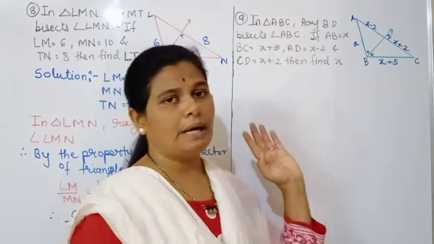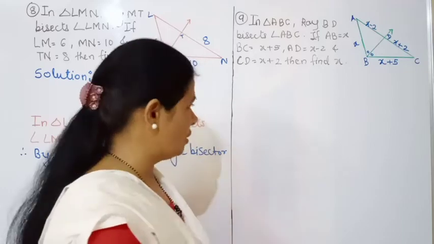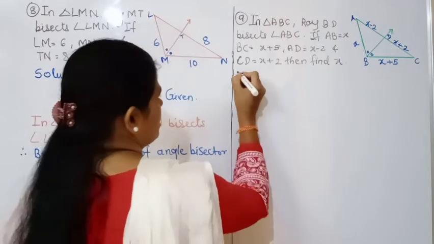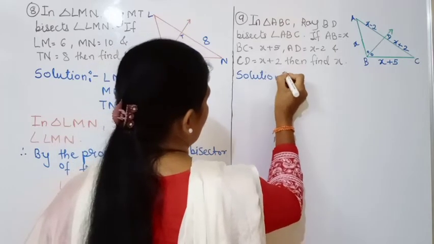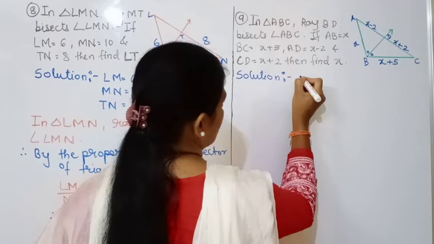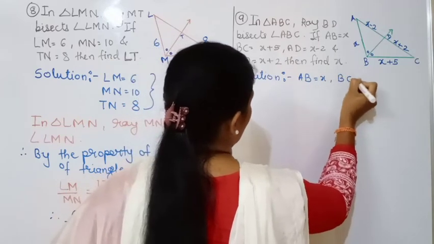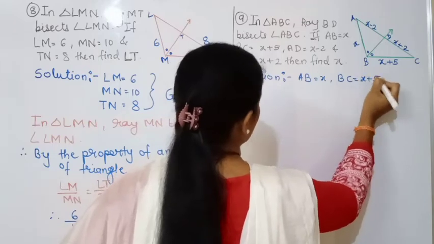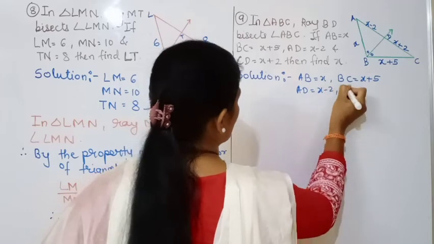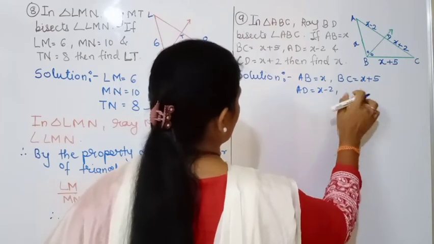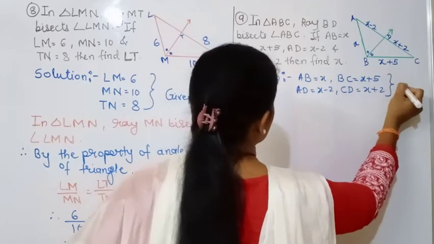Now as you can see here that BD is the bisector, it means what? We have to use the property of angle bisector. Okay. So now we will solve. That is the solution first of all. Okay. Then what measurement is given to us? That is AB equal to x, then BC equal to x plus 5. Okay. Then AD equal to x minus 2 and CD equal to x plus 2. This is given.